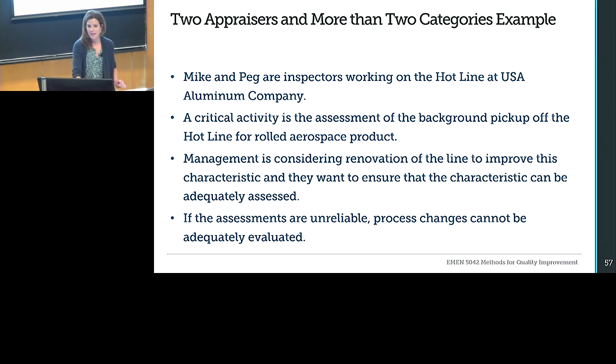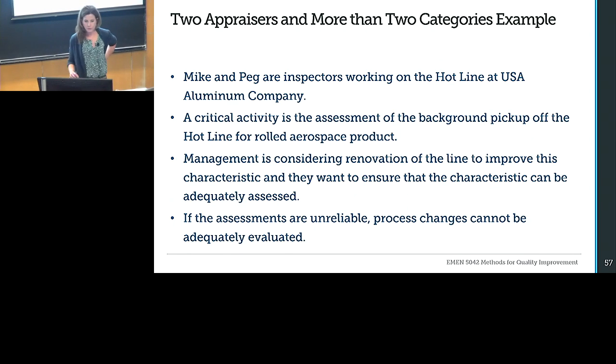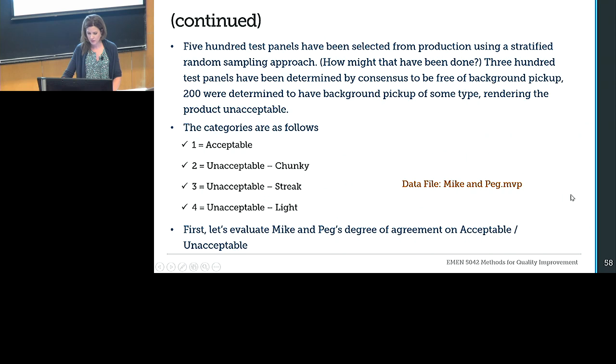All right, we've got Mike and Peg. Like I said, those were consultants, and they are working on the hotline at some aluminum company. One of the critical activities is the assessment of the background pickup off the hotline for rolled aerospace product, and this is some type of defect that they really don't want to have. So they're thinking about renovating this line. They want to make sure this characteristic can be adequately assessed. If the assessments are unreliable, process changes cannot be evaluated appropriately.